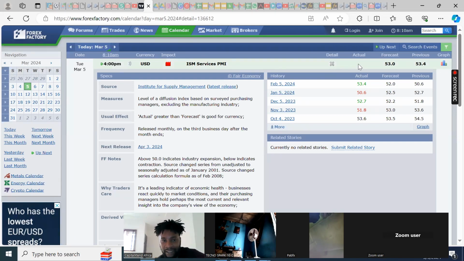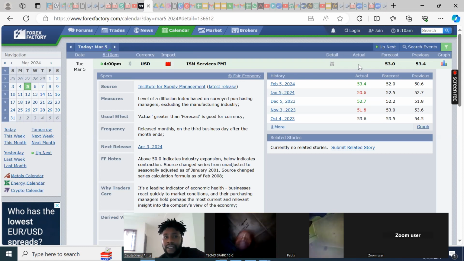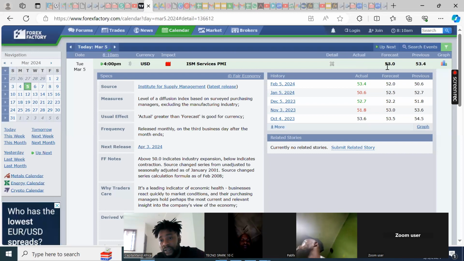We've done our technical analysis. Now, fundamental analysis plays a very important role in forex trading. Fundamental and technical work hand in hand. So if you're well grounded in technical, please do yourself a favor and be well grounded in fundamental as well. If the actual is greater than forecast, that's positive news for the dollar, but I'm expecting forecast to be greater than actual to give us negative news, right?